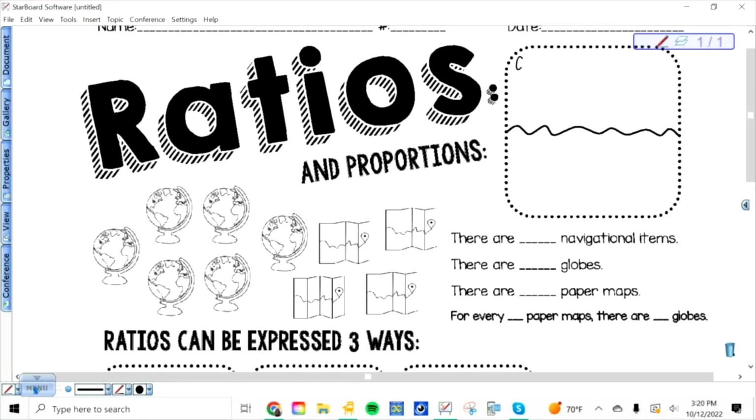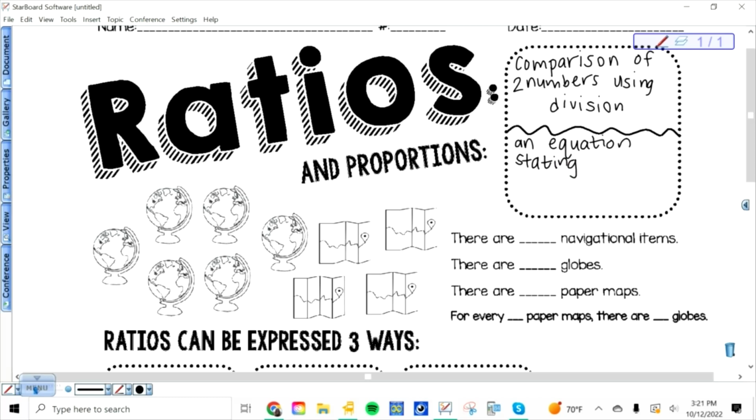Ratios are a comparison of two numbers using division. And a proportion is just an equation stating two ratios are equal.